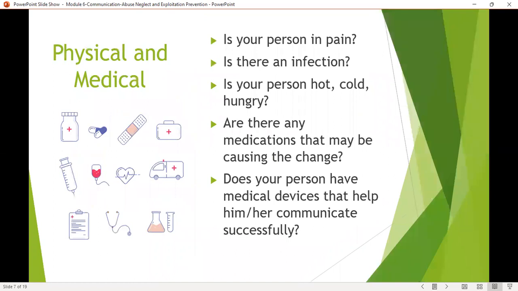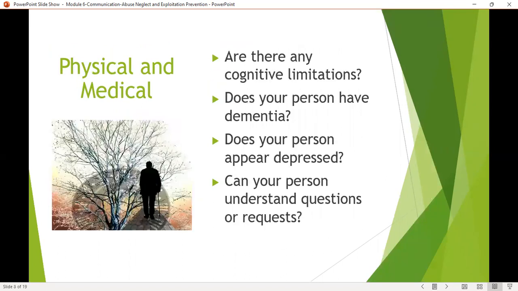Regarding physical and medical, ask, is your person in pain? Is there an infection? Is your person hot, cold, or hungry? Are there any medications that may be causing the change? Does your person have medical devices that help him or her communicate successfully? More relevant questions include, are there cognitive limitations? Does your person have dementia? Does your person appear depressed? And can your person understand questions or requests?